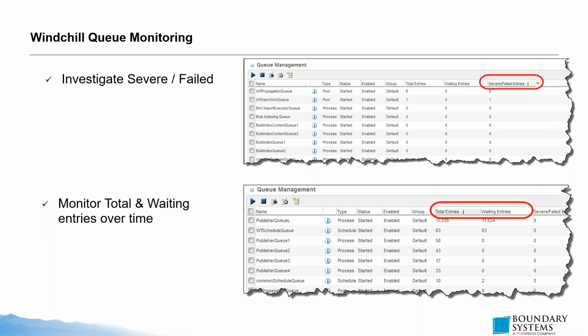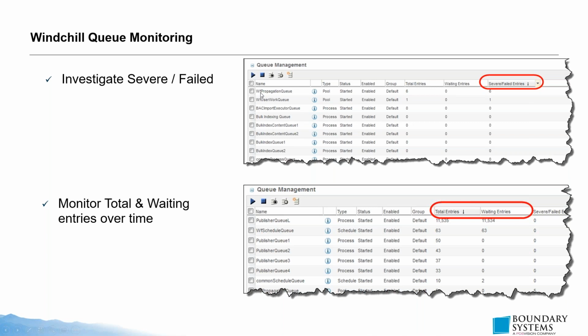In my example that I'm using here, my publisher QL or low has got 11,500 total and waiting entries. So if I come back in an hour's time and I see that number hasn't decreased, then I know there's something wrong with my publisher. And you can do, or should do, similar things with all the other queues to make sure that the information is flowing correctly through the system and everybody's getting the information they are requesting.